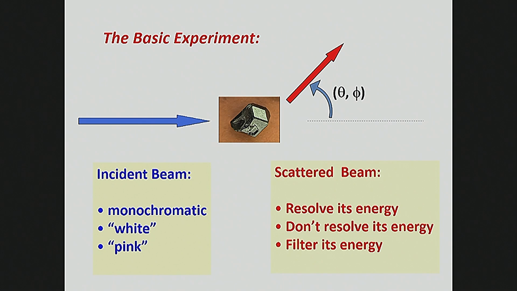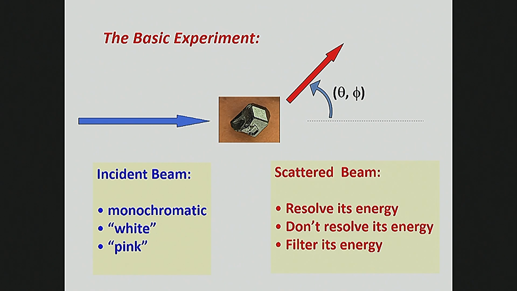Or we would have a pink beam. And a pink beam is somewhere in between a white beam and a monochromatic beam. What it means is that you've actually done something to the incident spectrum of the neutron beam such that there's a low energy cutoff and a high energy cutoff, and you're taking all the neutrons between some low energy boundary and some high energy boundary. So those are the three possibilities for the incident beam. But what I'm going to tell you is that actually all of these are a pink beam.